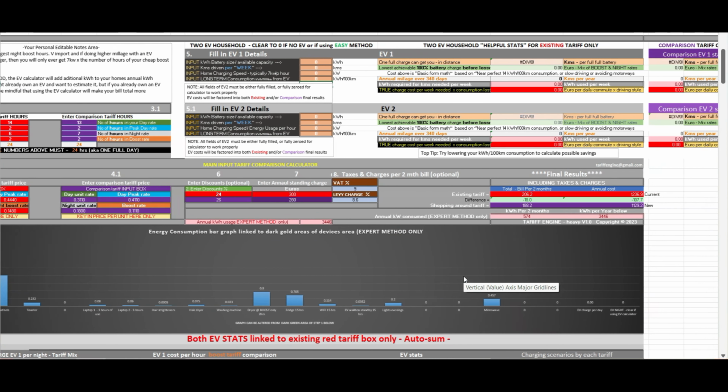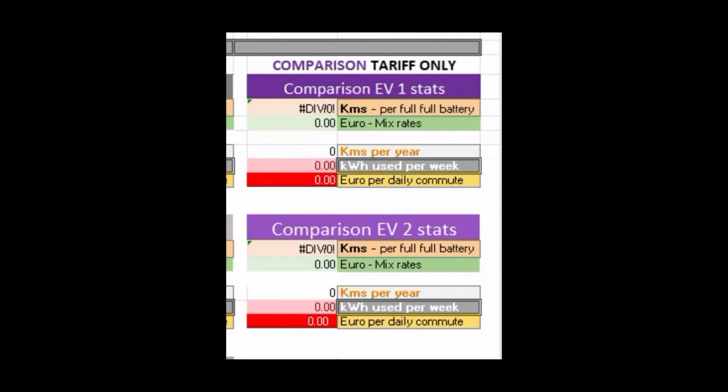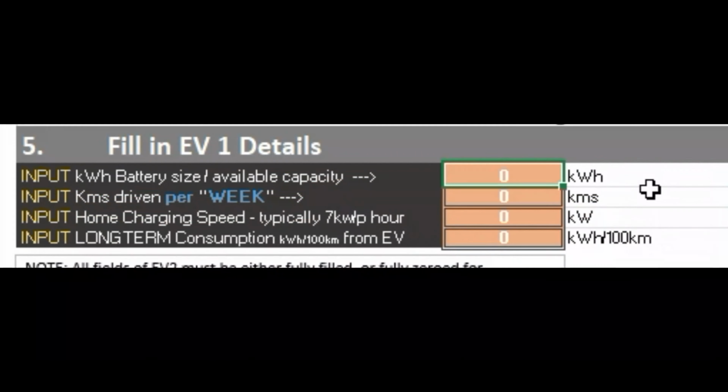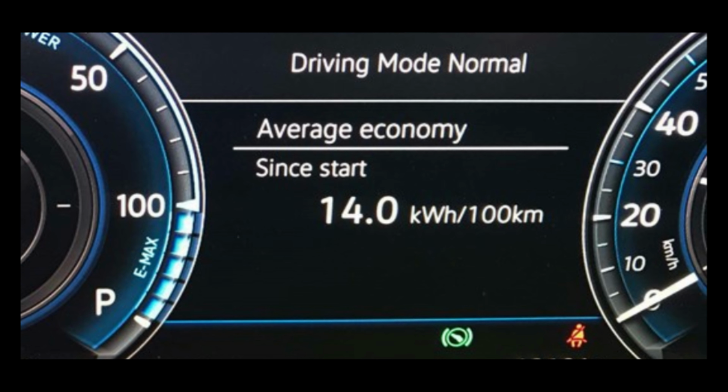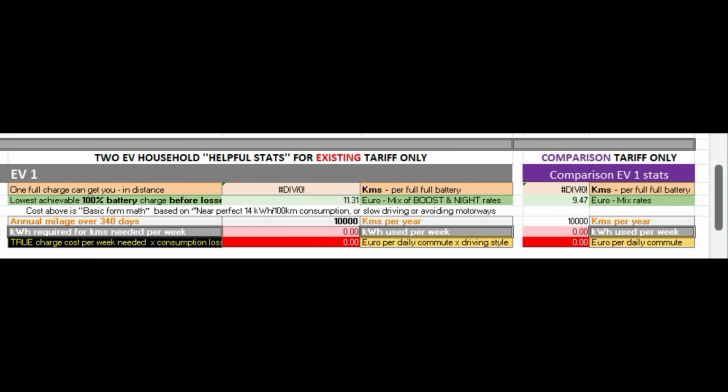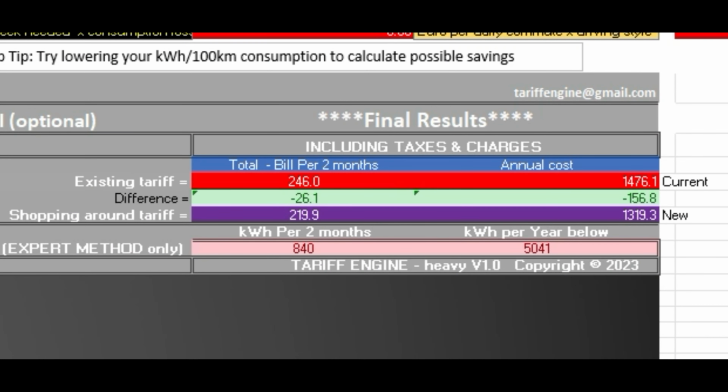So let's play around with the integrated EV calculator to find out why it's so handy. You can also scroll across to the right to see how much the competitor's tariff is costing you per journey on your EV. Let's say your car has a 58 kilowatt hour battery and we travel 200 kilometers per week. Our home charger speed is 7 kilowatts. Our vehicle's consumption is 15 kilowatt hours per 100 kilometers. You can find this information in your EV consumption under long term. The calculator then factors in how much it costs to drive this distance based on your driving style, all factored into your annual costings.